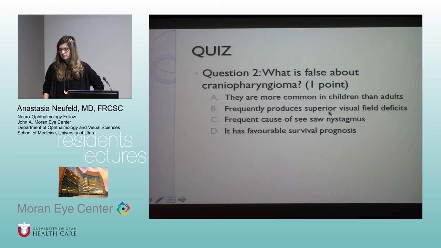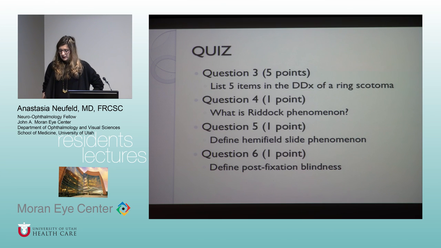But we talked about this, right? So inferior versus superior visual field deficits and which part of the chiasm is being compressed. You just need to understand the anatomy of the chiasmal fibers to answer that question. Do you need the list of the ring scotomas to help you? This was just pretty much from that list, so I think you can mark that as you wish.